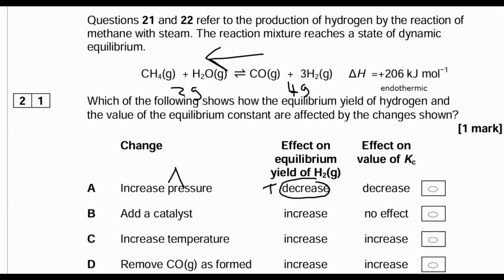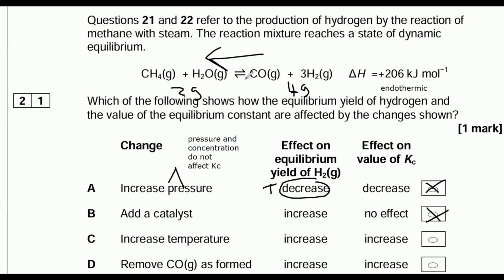Pressure and concentration, you've got to remember this: pressure and concentration do not affect Kc. So changing the pressure and concentration does not affect Kc, so that's wrong. Add a catalyst, it will increase the yield of hydrogen. No, it doesn't shift the equilibrium position, so it can't do that. I know that's wrong straight off.